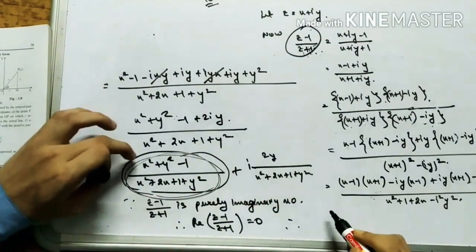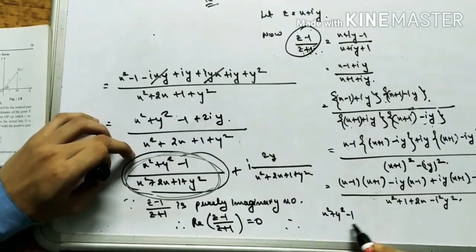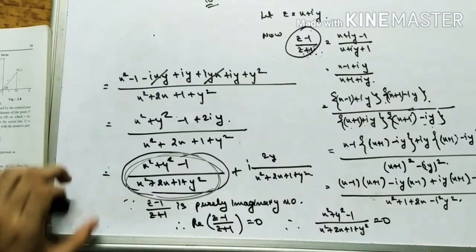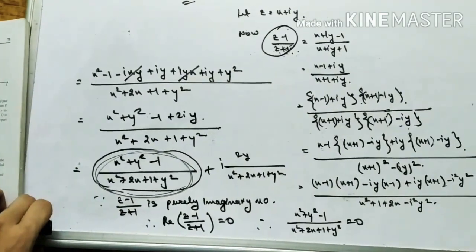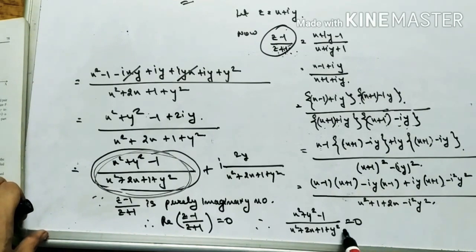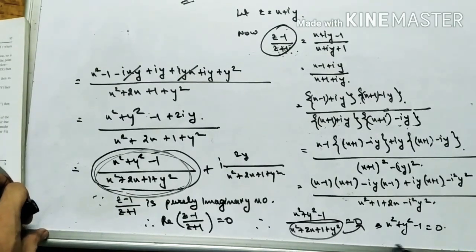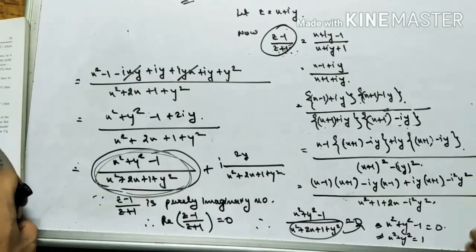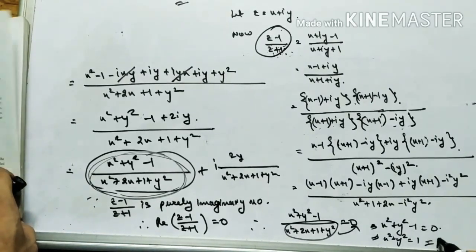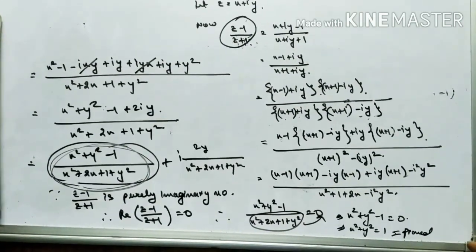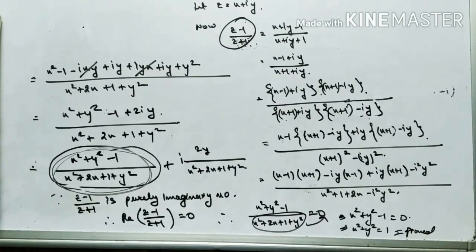So therefore I can write that (x square plus y square minus 1) by (x square plus 2x plus 1 plus y square) is equal to 0. Now this denominator part, I will send to the right side. So ultimately I will get x square plus y square minus 1 is equal to 0. The 1 I will send to that side: x square plus y square is equal to 1, and that is all I have to prove here. This is our proof.